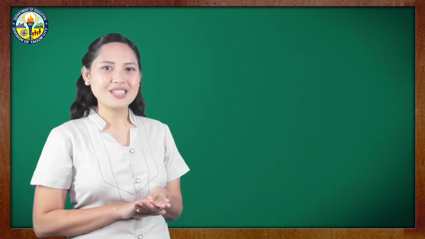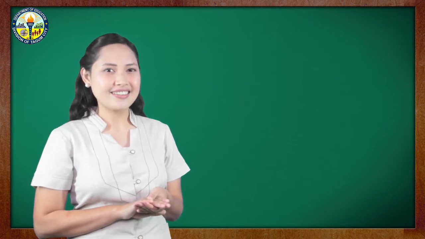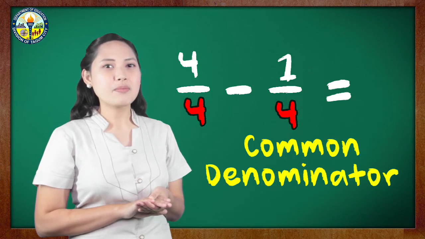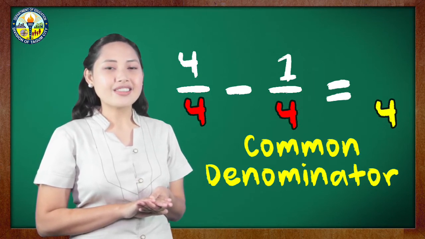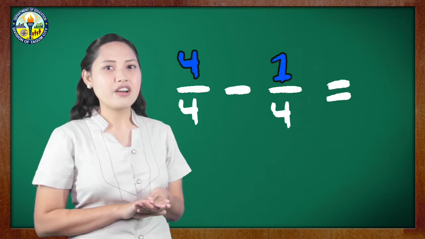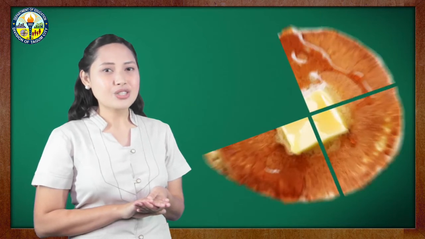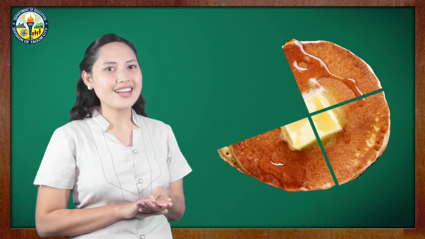How do we subtract similar fractions again? In subtracting similar fractions, copy the common denominator, which is 4, then subtract the second numerator from the first. So, 4 minus 1 equals 3. So we have 3/4 of the hot cake left.